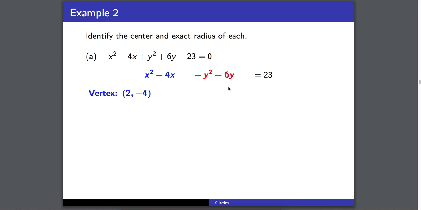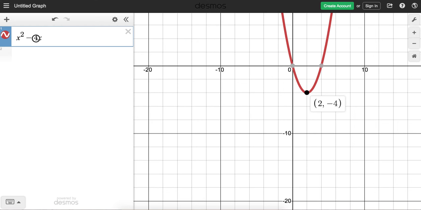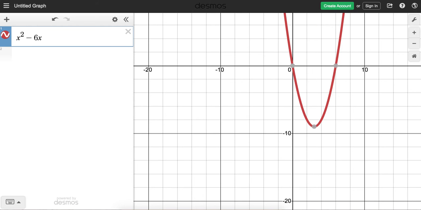Now, the y squared minus 6y. If you remember when you graph y squared minus 6y, your h and your k switch when your parabolas are opening left and right, then everything will be okay. But I'm going to strongly recommend that what you actually graph for this is, instead of y squared minus 6y, graph x squared minus 6x. So if we graph x squared minus 6x, we get a vertex of 3, negative 9.